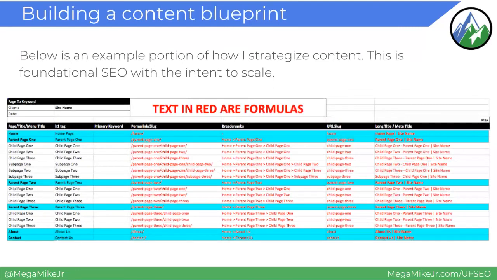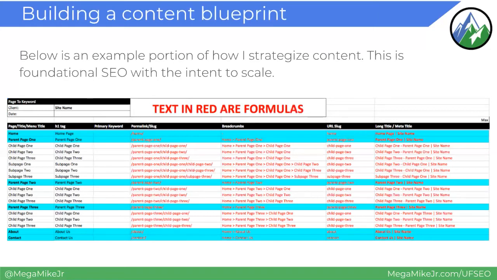So here is an example of how I strategize content. This is foundational SEO with the intent to scale. What I mean by that is you have to build the foundation of your site before you actually start building your site. So when you're doing all your research, which comes first, and you're identifying all those things that we talked about, you can set up or use a document similar to this that's going to help you map out everything in a blueprint. This is where you're going to say, okay, developers, I need you to build these pages out this way. Okay, content, I need you to write these pages this way. And here are my examples, right?